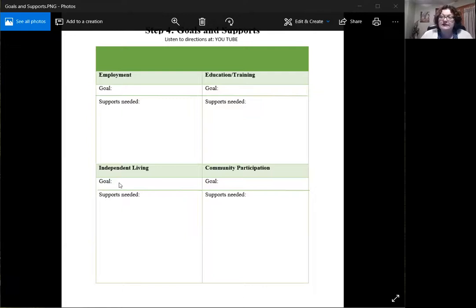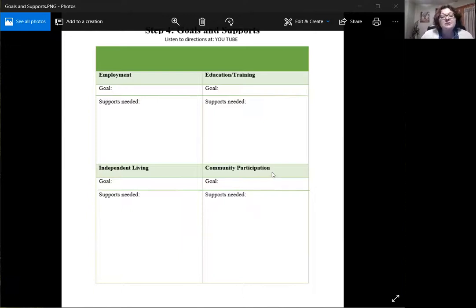Same thing in independent living. Maybe their goal is to live with a roommate in an apartment. So what kind of supports do they need? They're going to need money, obviously, and then they're going to need the ability to budget. They're going to need those kind of things. So really think about that independent living goal. If they're going to live at home, they're still going to need some supports. So what kind of supports will they need?